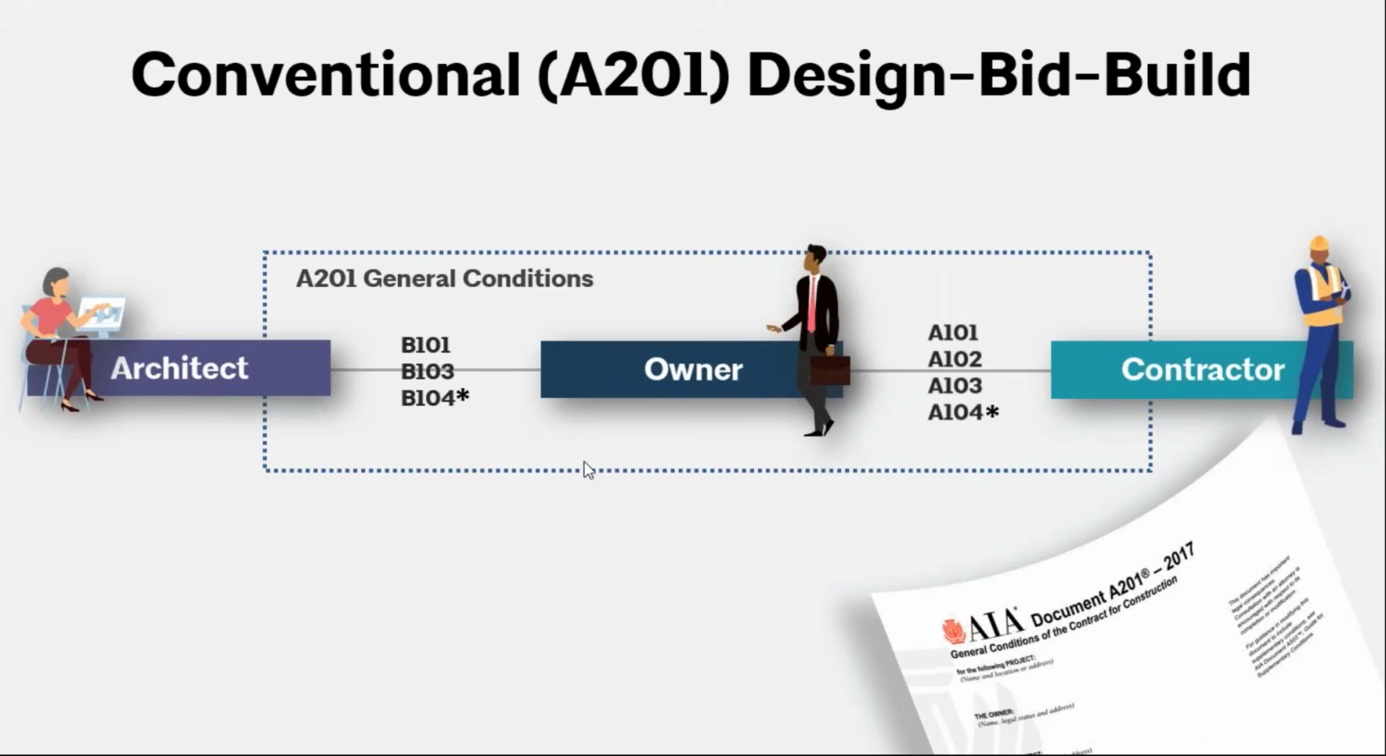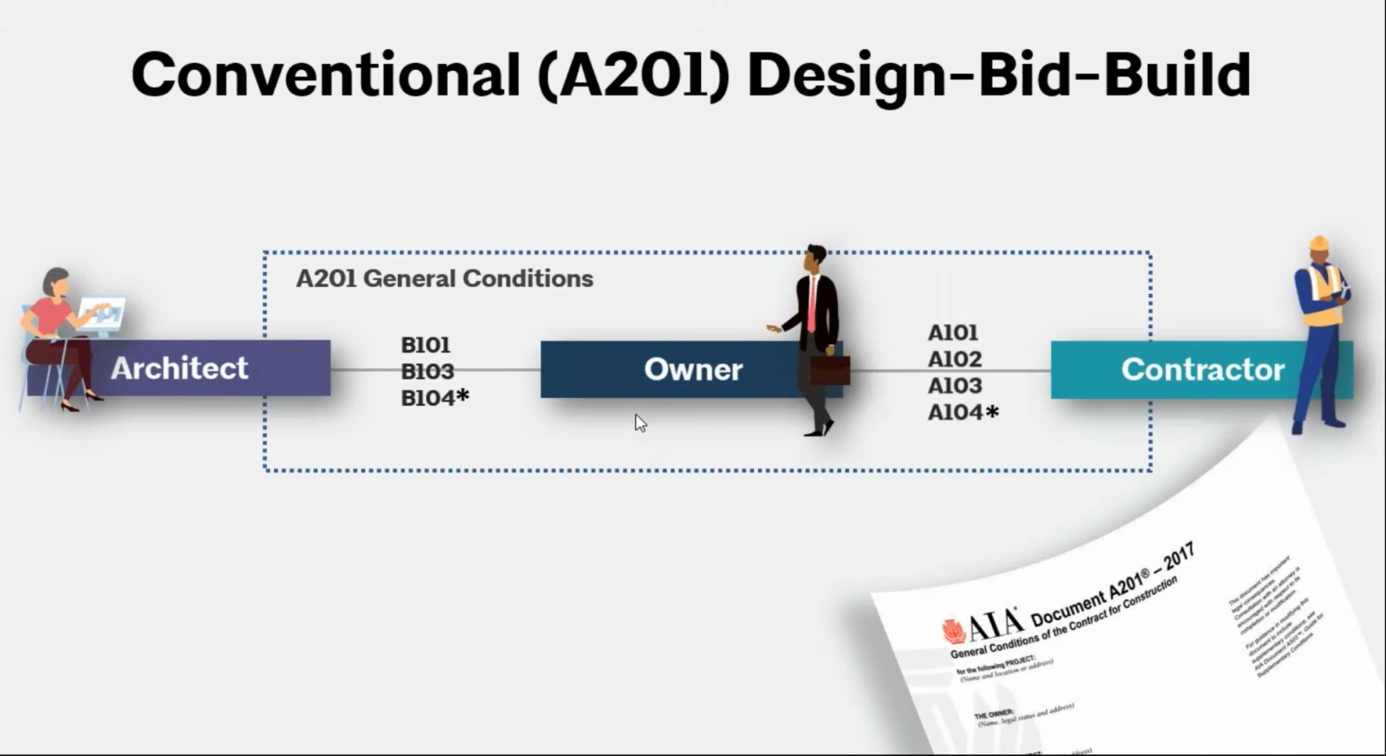Now, in most construction contracts, one more note here is that your B104 and your A104 now have asterisks next to them. That just is because they are abbreviated. There are abbreviated versions, and they define the general conditions within themselves. So they do not necessarily use the A201 because they define those general conditions within the actual body of themselves as contracts.